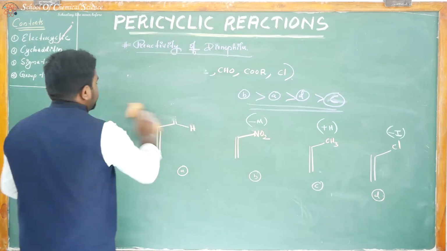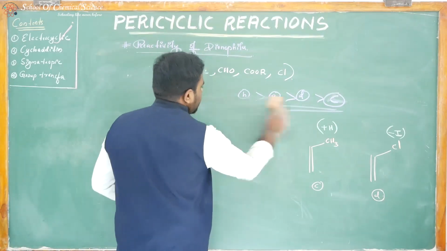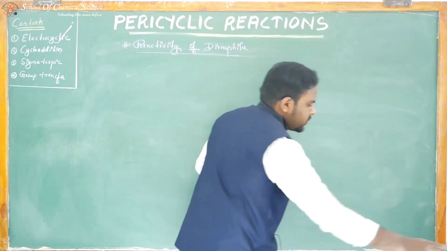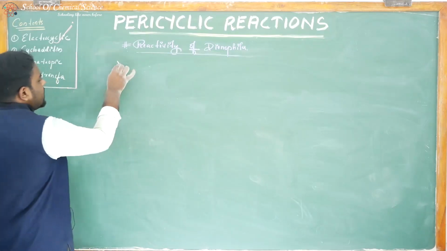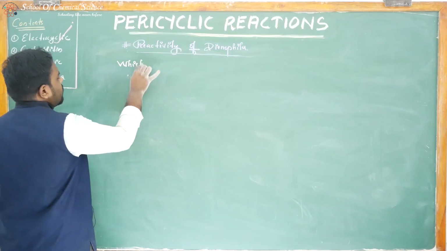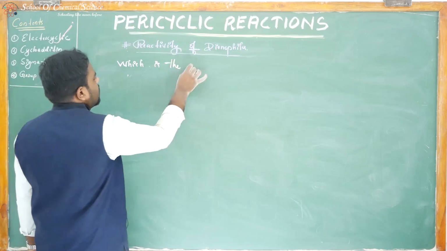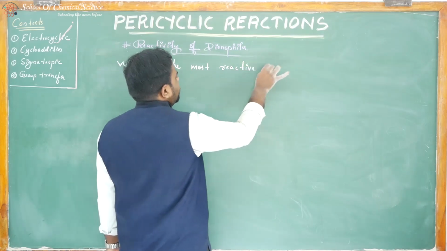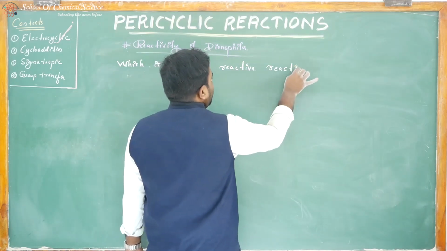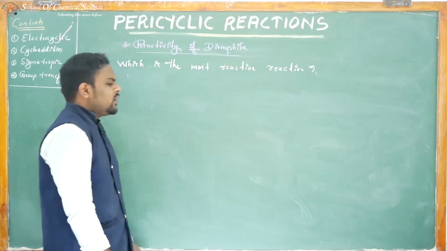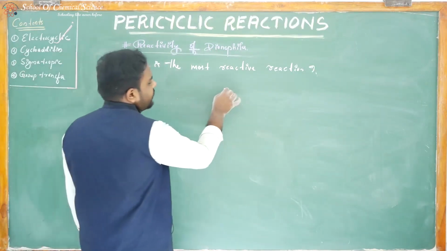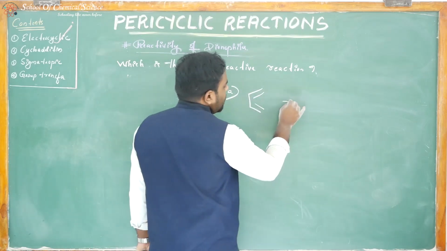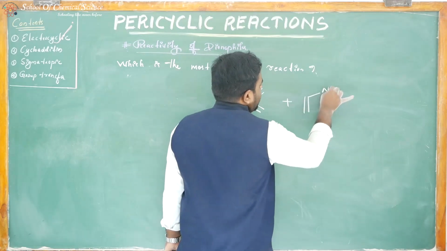Then write a question. Please write a question. Which is the most reactive reaction, or which is the fastest reaction? Option A, a diene, 1,3-butadiene plus a dienophile containing NO2.